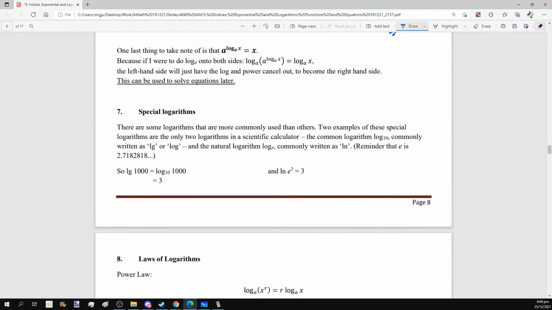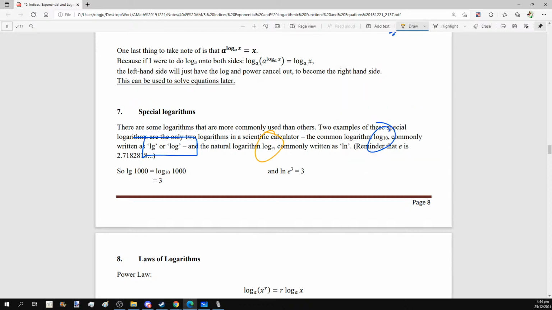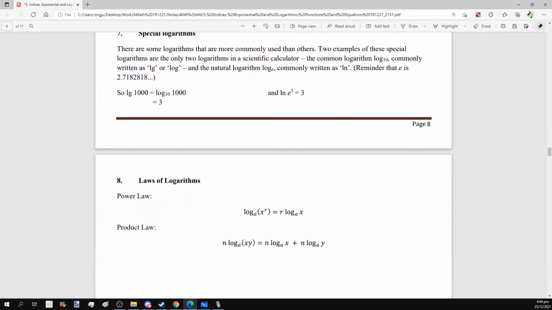Now, in our syllabus, and this is not true all the time, this is only for secondary school A math, two common numbers that we use as the base for a logarithm are 10, which will be short formed as lg or log, as well as e, 2.718, which will be written as ln, the natural logarithm. So two very simple examples are given over here. I will not discuss them in detail.